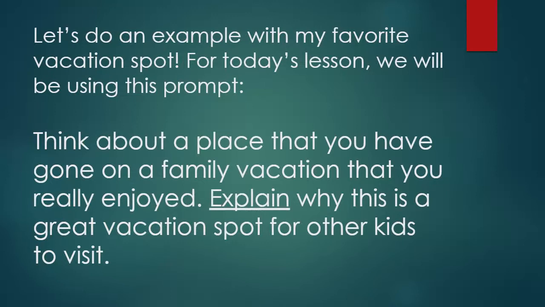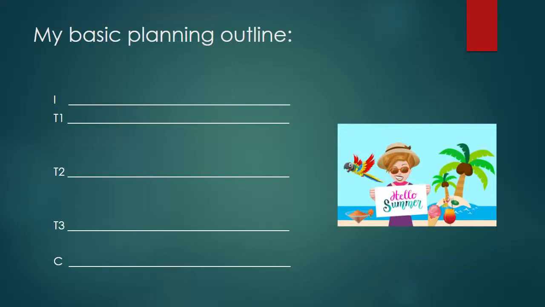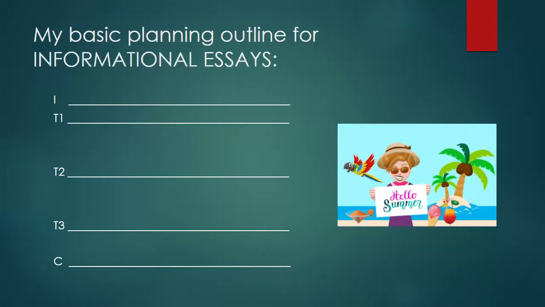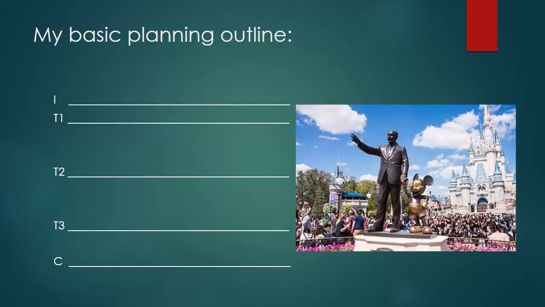Now, if I think about this prompt, I'll start with my basic outline. And when I think of vacation spots, the one that jumps into my mind first is Disney World. I've been there a few times, and I would love to go back. I think this would be a great choice for my essay because I know a lot of details to describe this vacation spot and why it would be great for other kids to visit. When you're choosing your topics and your details, it needs to be something that you can really provide lots of details on.